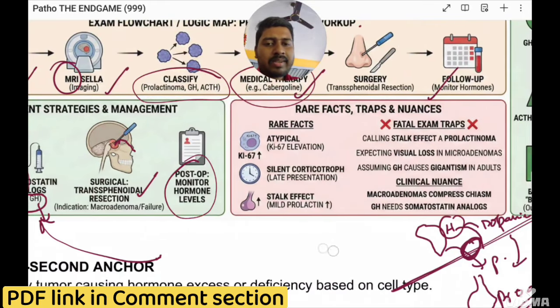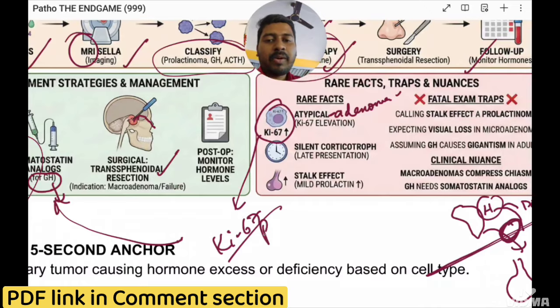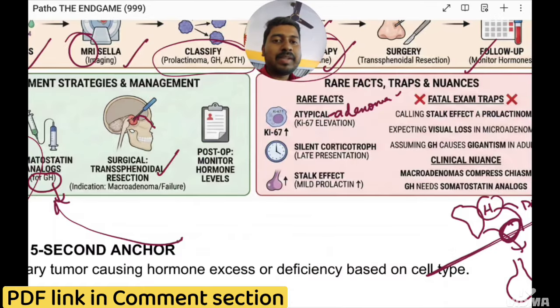Now, a few important things here also. What is an atypical adenoma? There are some atypical adenomas which are a little bit aggressive. In those pituitary adenomas we look for the Ki67 level. What is Ki67? Ki67 is a marker for proliferation of tumor cells. So if this level is more than 3%, it means it is a more aggressive pituitary adenoma. We term it an atypical pituitary adenoma.